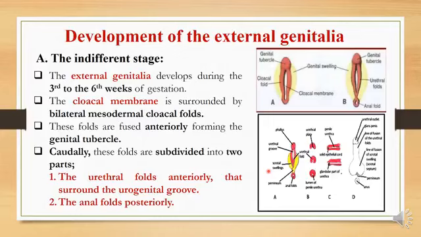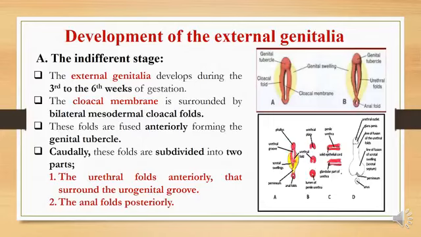Now, development of the external genitalia. First, in different stages. The external genitalia develops during 3 to 6 weeks of the gestation. The cloacal membrane is surrounded by a bilateral mesodermal cloacal fold. These folds fused anteriorly, forming the genital tubercle.